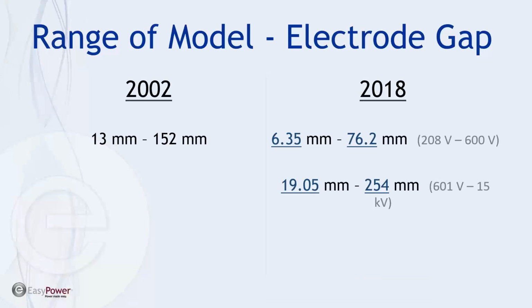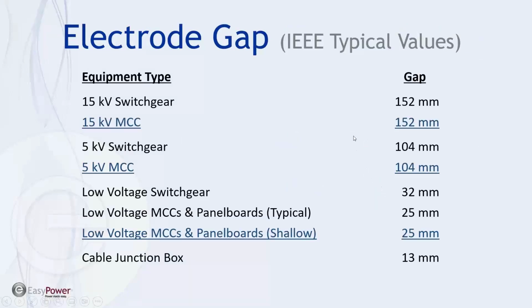Electrode gap is another element that's been reconsidered from the original model. Now we have 2 ranges for electrode gap. For the low voltage equations, the range is 6.35 to 76.2. And then for the medium voltage, it's 19.05 to 254. And again, the standard gives us typical values, and we can modify these if we think it's necessary, if it's going to help our calculations.